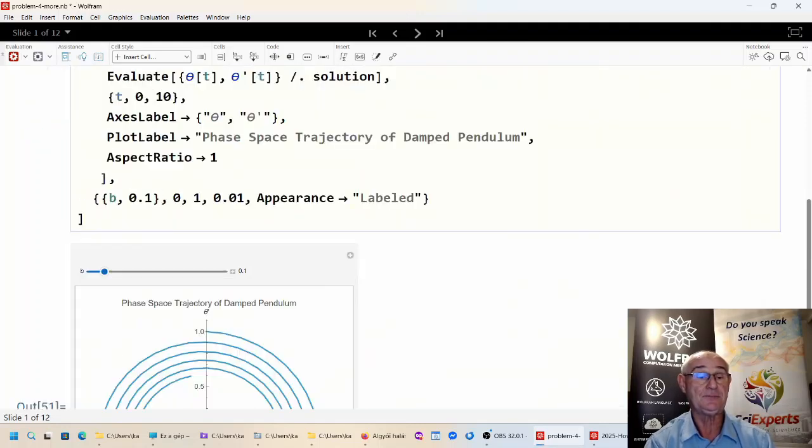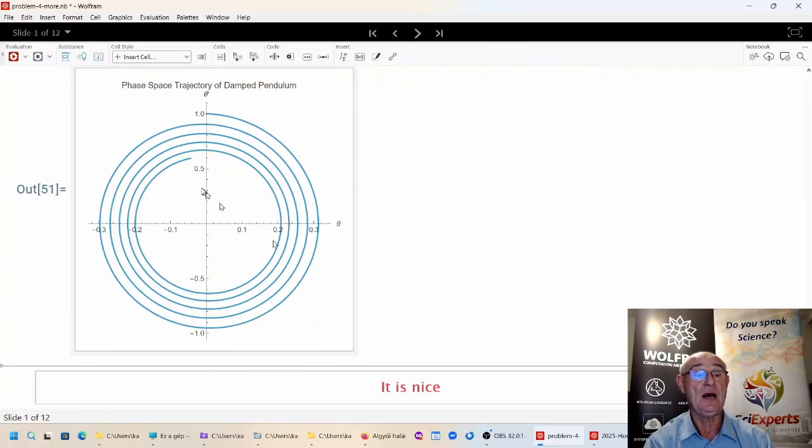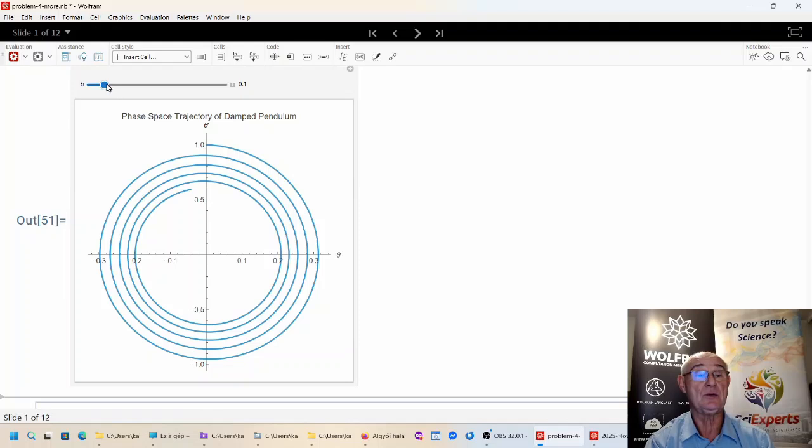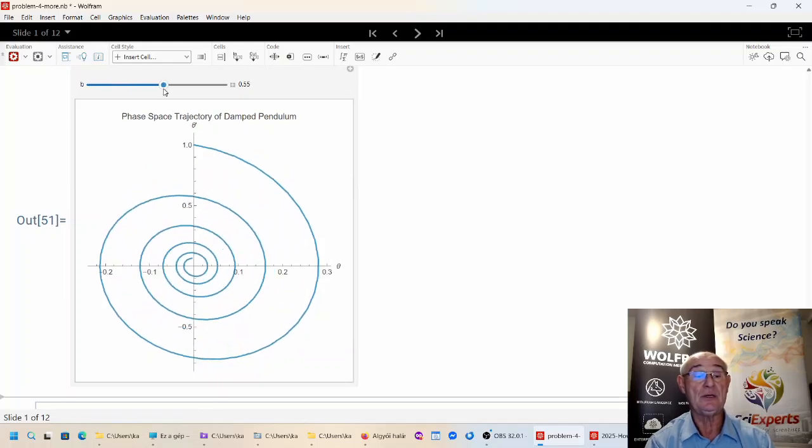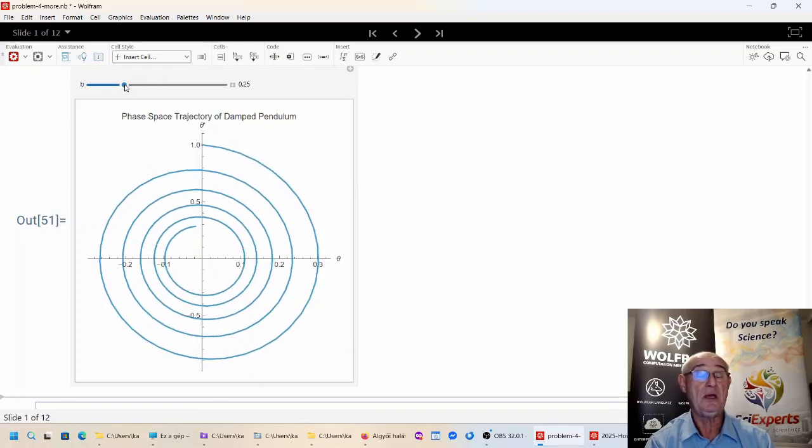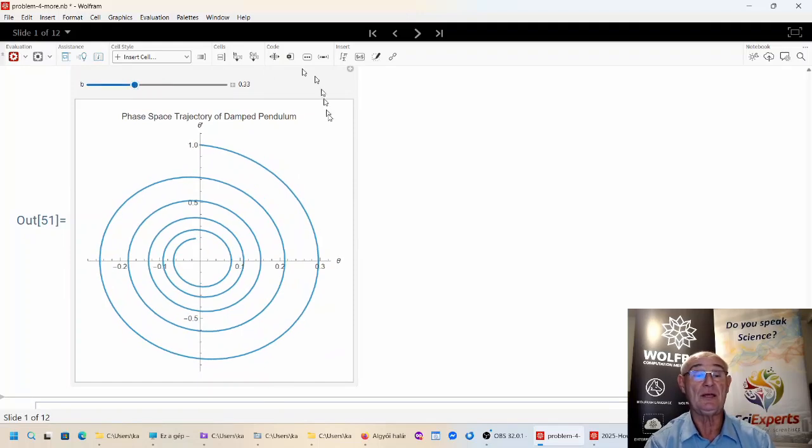Let's run it. And now it's pretty nice because I can change the damping coefficient dynamically and I really don't need to modify the application.